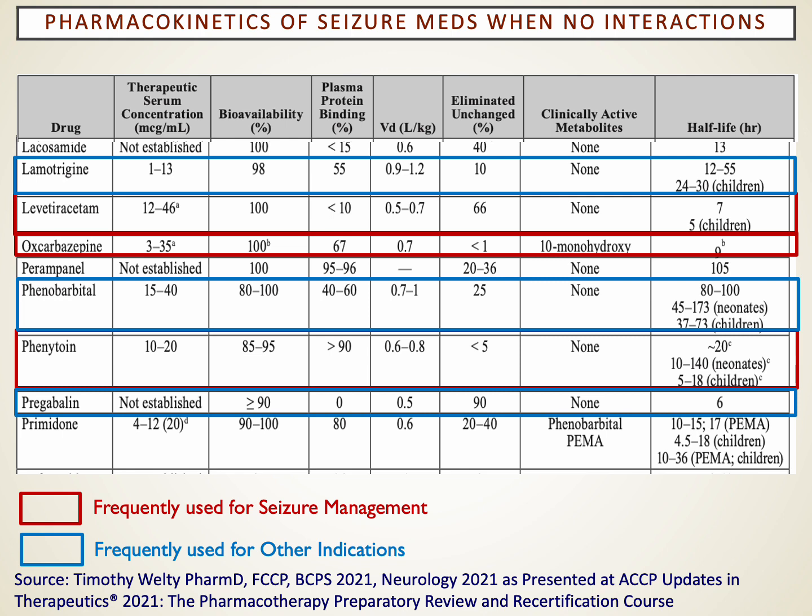Oxcarbazepine, while it has standard levels that are listed here, I don't see that as an agent that levels are routinely obtained. Phenobarb, older agent, you might see it used for alcohol withdrawal protocols, long-acting agent, but typically not likely going to be seen long-acting for most indications these days.